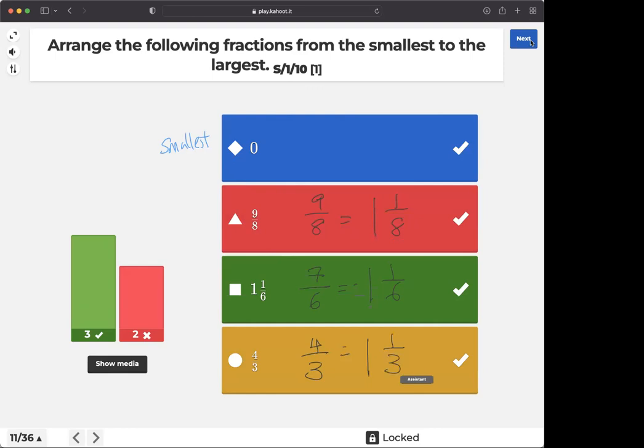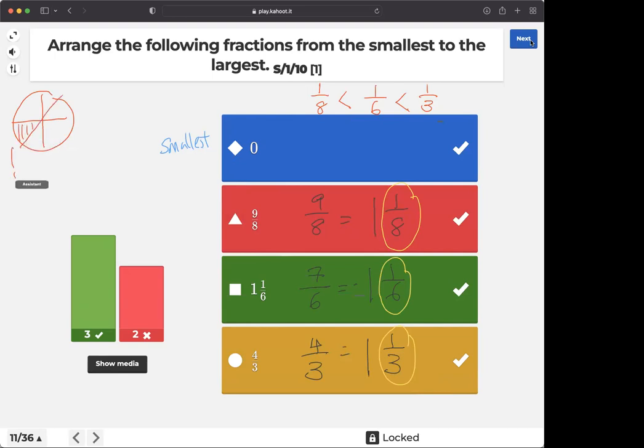So what you all need to compare is this. Can you see? 1 over 8 is smaller than 1 over 6, which is smaller than 1 over 3. Are you able to identify this? If I want to draw in a pie, this is 1 over 8. 1/3 is much bigger. So can you see? 1 over 8 is much smaller than 1/3.